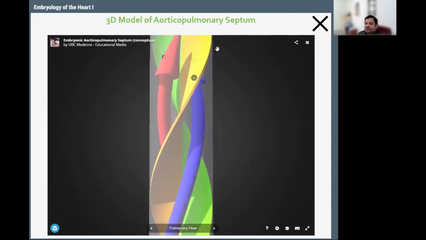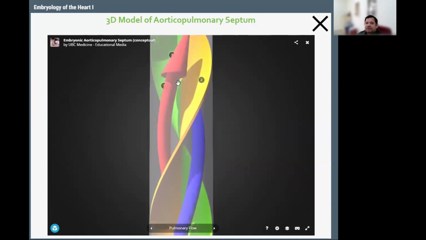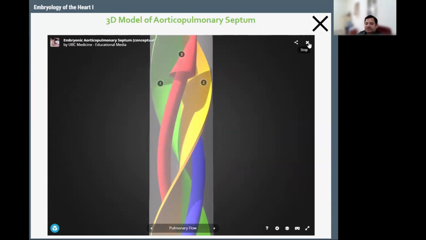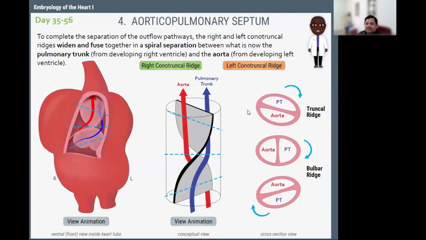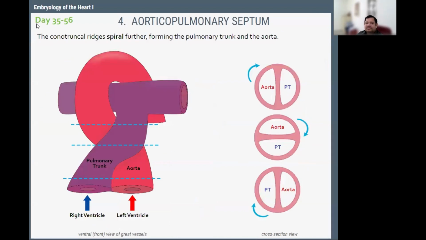So the aorta part will turn towards the aorta and the pulmonary trunk part towards the pulmonary trunk. So the right conotruncal ridge and left conotruncal ridge are going to form together a curtain-like thing in a spiral manner, and then they are separating the outflow pathways. Here also you can see the conotruncal ridge is spiral, further forming the pulmonary. So ultimately it will become totally spiral and form their own pathways.